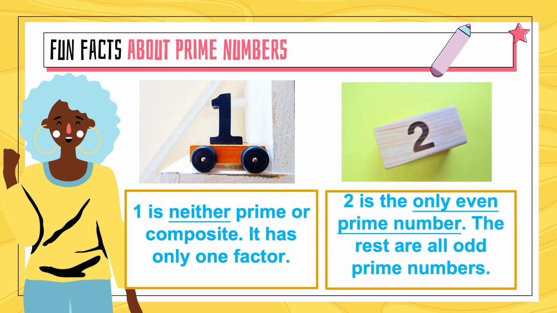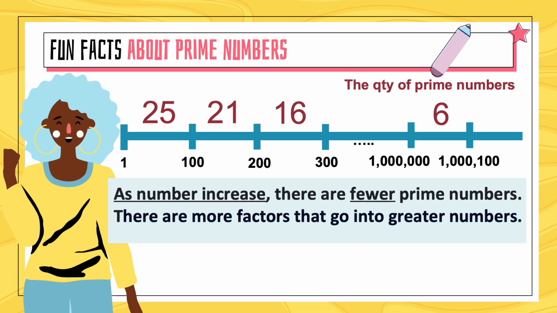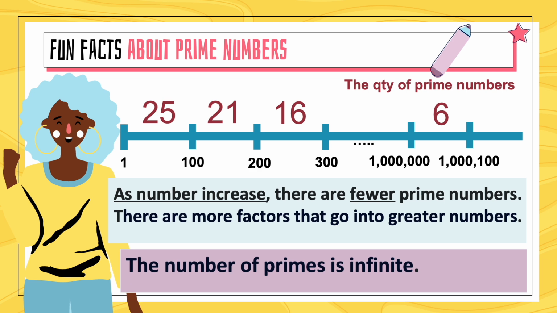Is 2 a prime number? Yes, it is. It's the only even prime number in the world. It's interesting that from 1 to 100, there are 25 prime numbers. From 100 to 200, we have only 21 prime numbers. As numbers increase, there are fewer prime numbers because there are more factors that go into greater numbers. Will prime numbers disappear? The answer is no.